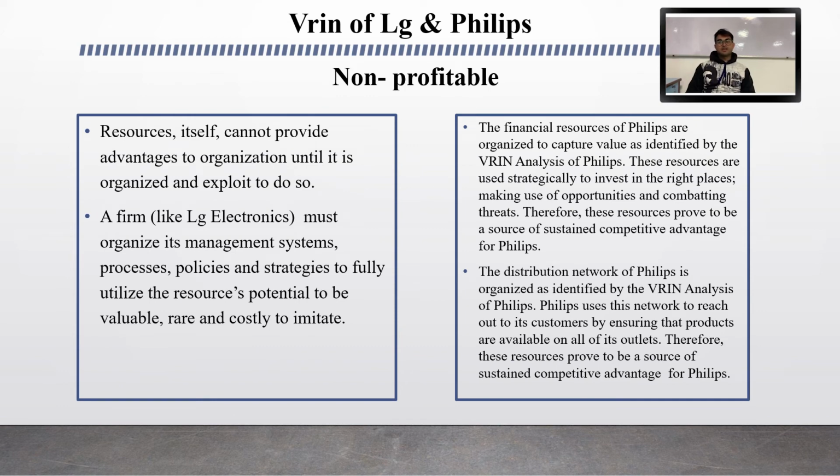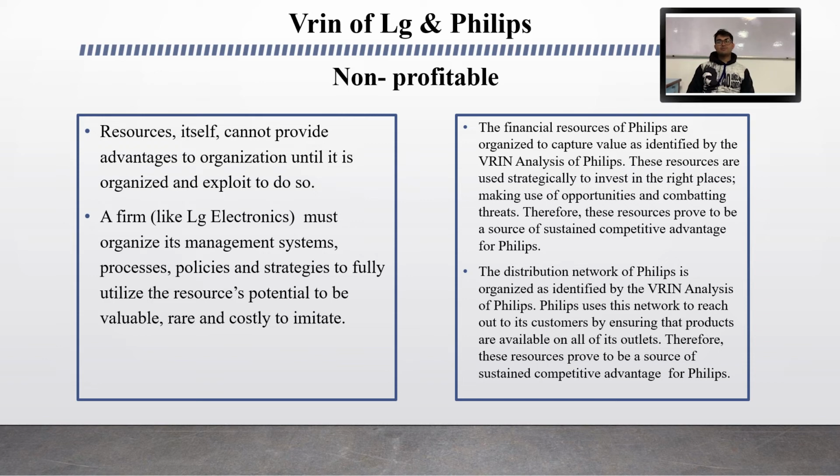Non-profitable. A resource itself cannot provide advantages to an organization until it is organized and exploited to do so. The financial resources of Philips are organized to capture value as identified by the VRIN analysis of Philips. A firm like LG Electronics must organize its management systems, processes, policies, and strategies to fully utilize the resource's potential to be valuable, rare, and costly to imitate. The distribution network of Philips is organized as identified by the VRIN analysis of Philips. Philips uses this network to reach out to its customers by ensuring that products are available on all of its outlets.